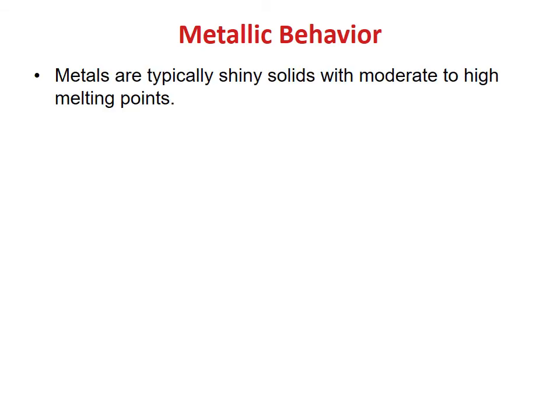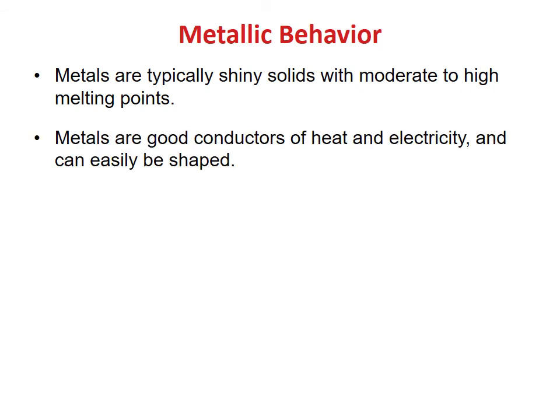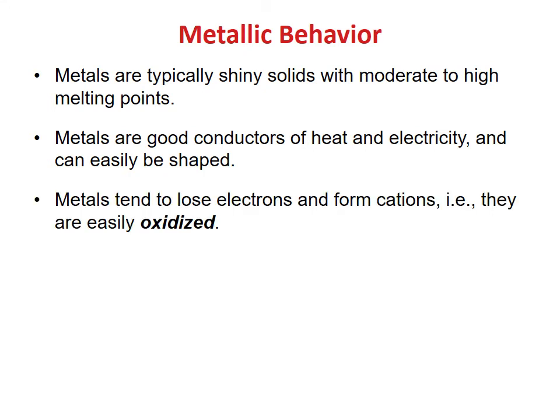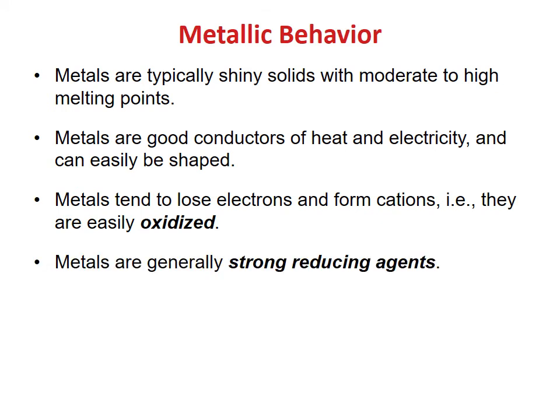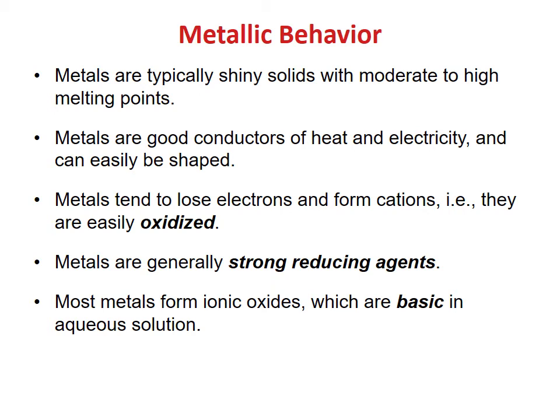Electron configuration and effective nuclear charge not only determine atomic size, ionization energy, and electron affinity, but also affect many physical and chemical behaviors. One example is metallic behavior. Metals are typically shiny solids with moderately high melting points. Metals are good conductors of heat and electricity and can easily be shaped. Metals tend to lose electrons and form cations. They are easily oxidized. Metals are generally strong reducing agents. Most metals form ionic oxides, which are basic in aqueous solution.